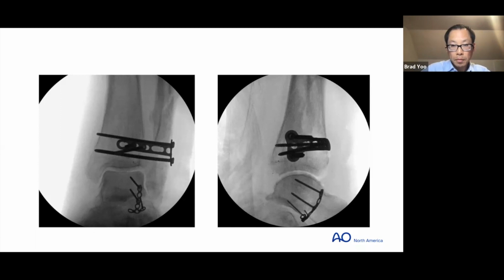And in my hands, this has been a really powerful form of fixation in people who, like Brad, had multiple screw holes there. You might not be able to get new real estate. You don't necessarily have to put it through new real estate. You could potentially use one of the old screw holes if you had to. But then in the really big people, I think this is another good option for stabilizing the syndesmosis.